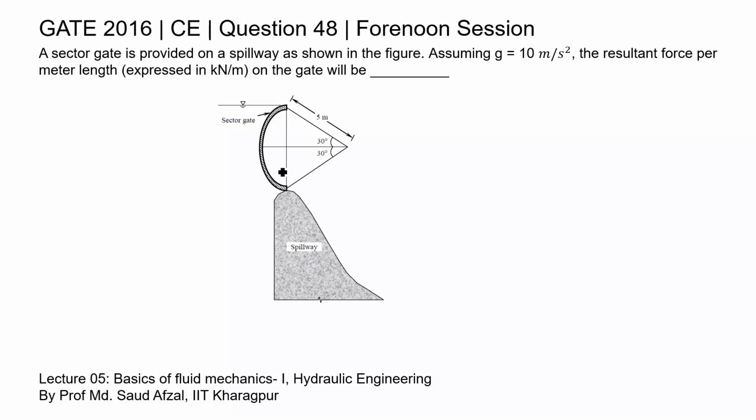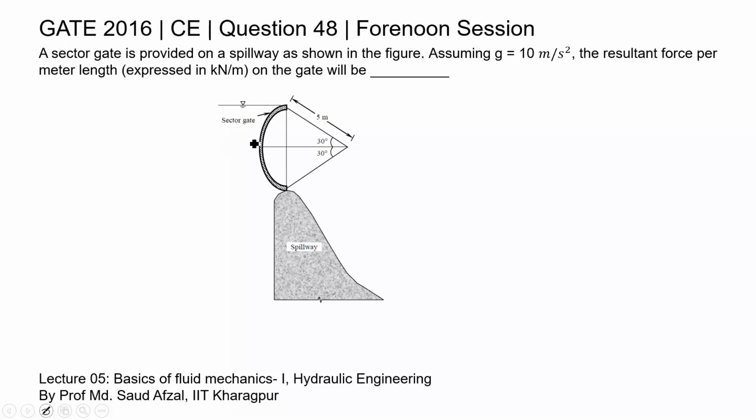So in this question, a figure is given which is depicting a spillway which is provided with a sector gate to retain the water on one side. The dimensions of the sector gate are given. We need to find the resultant force on the gate. This question is from the topic of forces on immersed bodies. You may study about this topic in detail by watching lecture 5, Basics of Fluid Mechanics 1, Hydraulic Engineering by Professor Mohammad Saud Afzal, IIT Kharagpur.